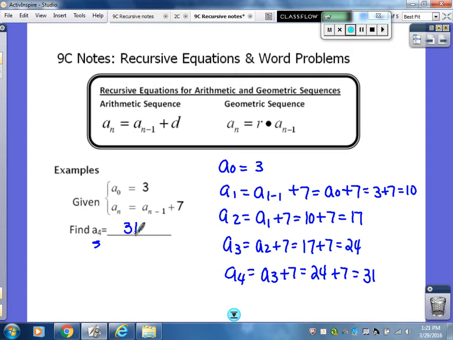So notice we've got to build. With recursive, you have to build on the previous one. You can't just jump in. So if I wanted the 10th term, a sub 10 here, I can't plug it in because I don't know what my 9th term is unless I go through it in sequence. All right, so that's an arithmetic one. Let's look at a geometric one.